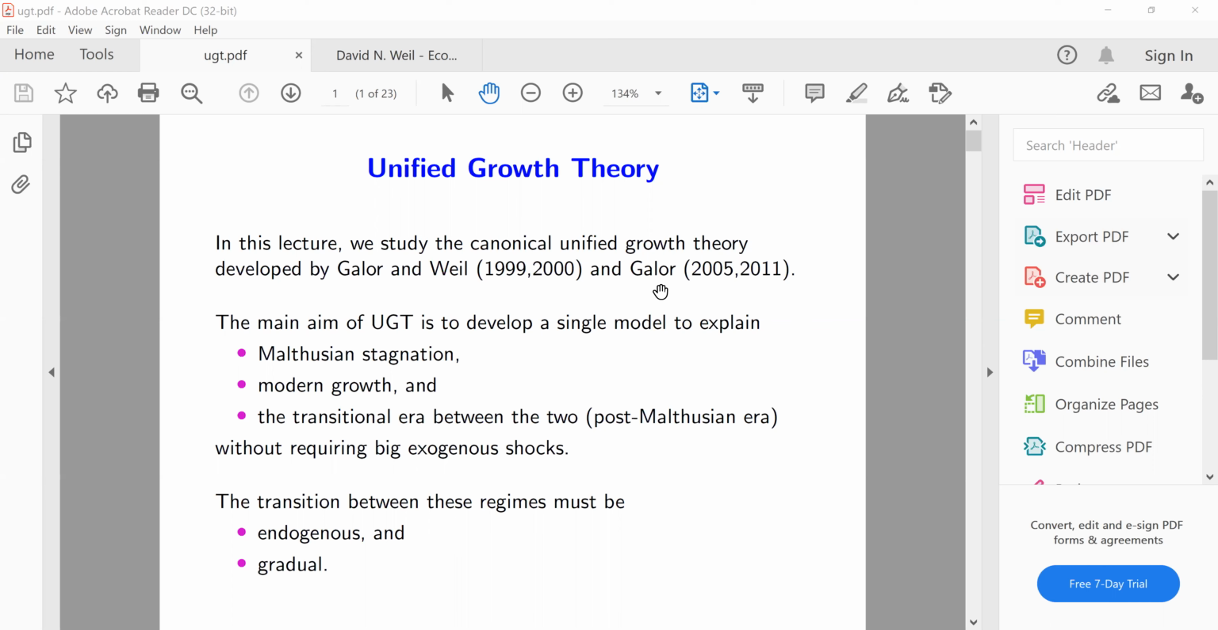So within the unified growth theory, we want to analyze this transition, the transition from stagnation to post-Malthusian era, and then post-Malthusian era to modern growth, in an endogenous transition and a gradual transition. Okay? So it must not be an exogenous shock, you know, the Industrial Revolution, for instance, or it must not be a big shock, all right? So there must be endogenous changes and gradual changes.